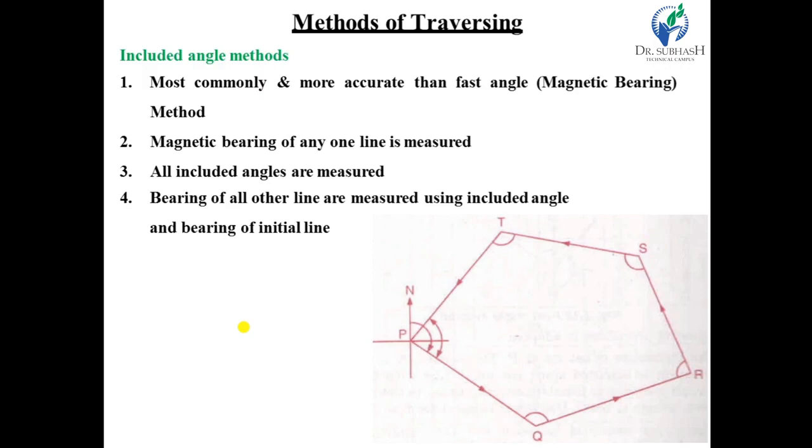The second method is the included angle method. It is the most commonly used and more accurate than the fast angle method. The magnetic bearing of any one line is measured, and all included angles are measured. The bearings of all other lines are computed using the included angles and the bearing of the initial line.